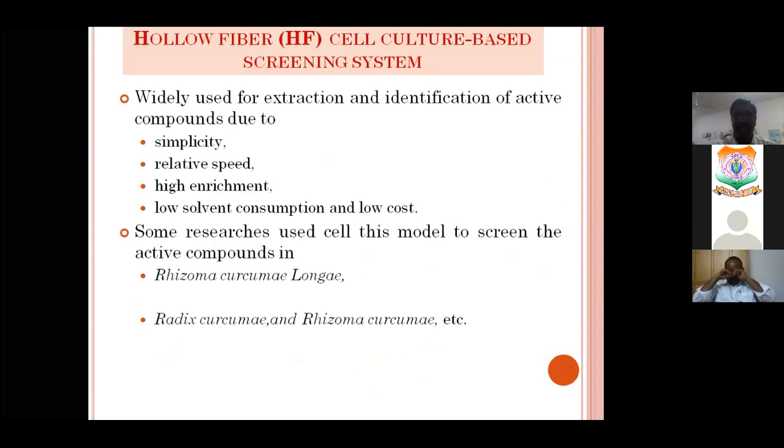Hollow fiber cell culture based screening system. This is also one more widely used model. It is simple, relatively fast, and has a high enrichment. Solvent consumption is very less and it is low cost. Some researchers have done this using Rhizoma curcuma longa and Rhizoma curcuma. How are they using this method?